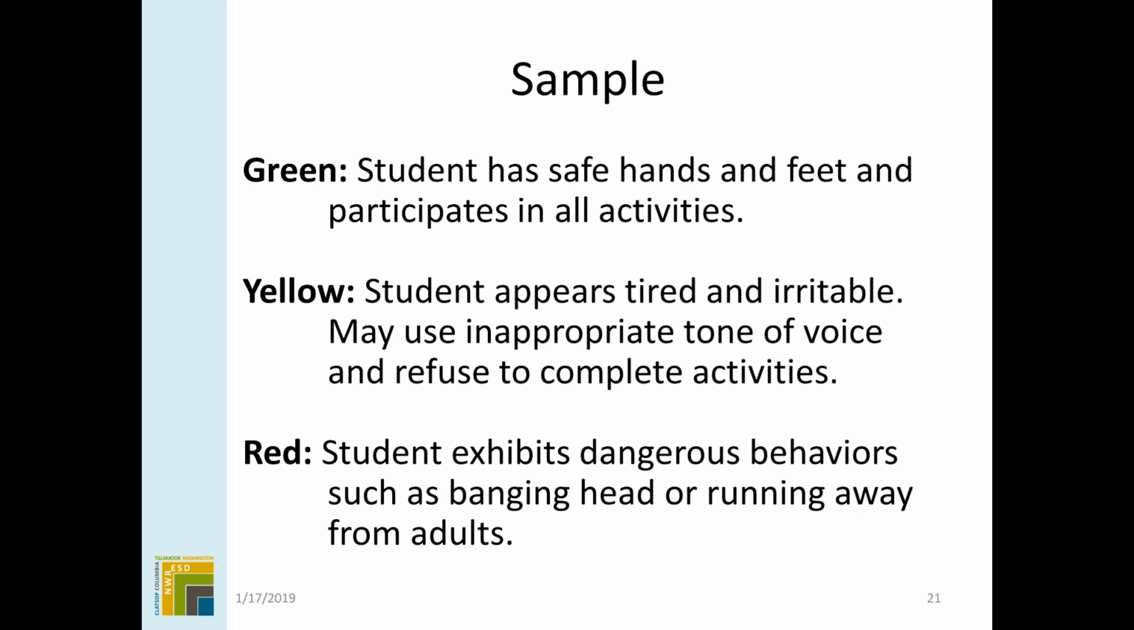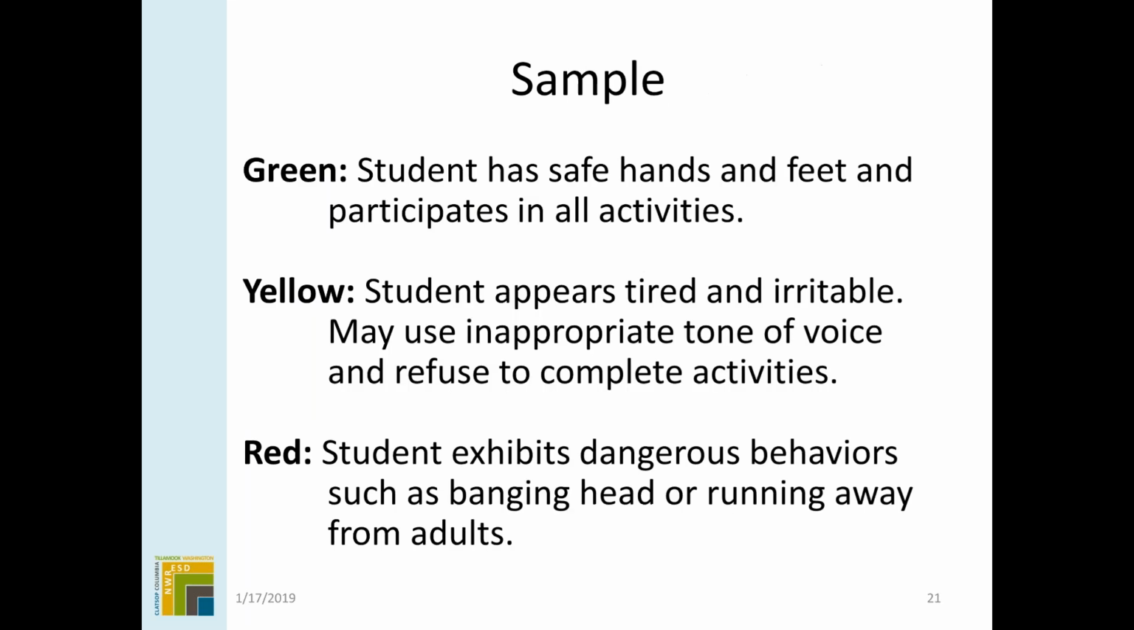And I think it's really important for the support team to decide what each of these mean so that everybody who's taking data really understands that. So green could be the student has safe hands and feet, they participate in all their activities. Yellow, maybe the student is tired and irritable, right? We're seeing maybe some symptoms impact the student. Might have inappropriate tone of voice, refusing to work, etc. And then red is those crisis behaviors.